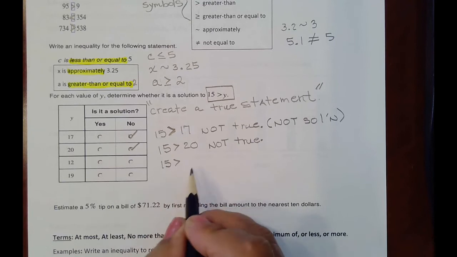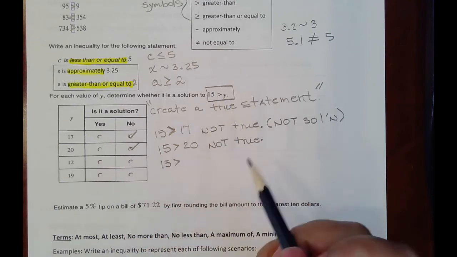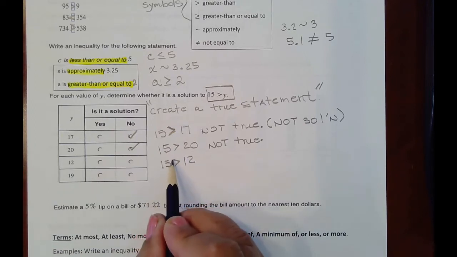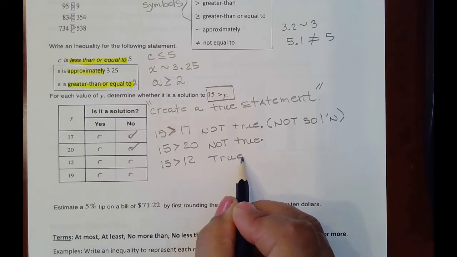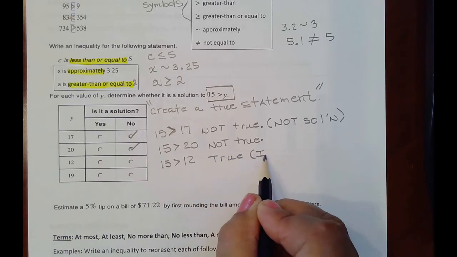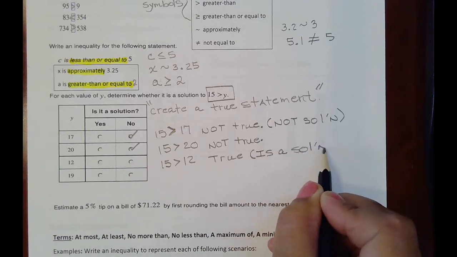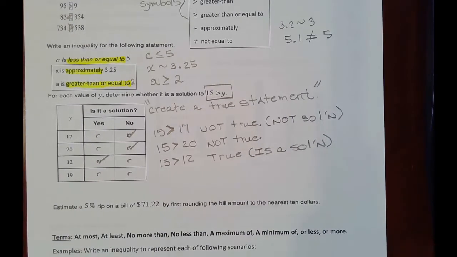15, this time in place of the y, which is over here on the right side of the inequality symbol, we're plugging in a 12. 15 is greater than 12. That's actually true. So this means it is a solution. So yes, it is a solution.